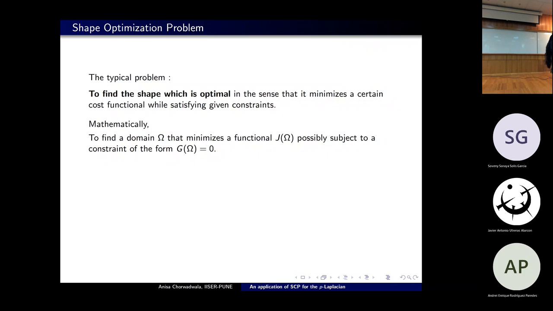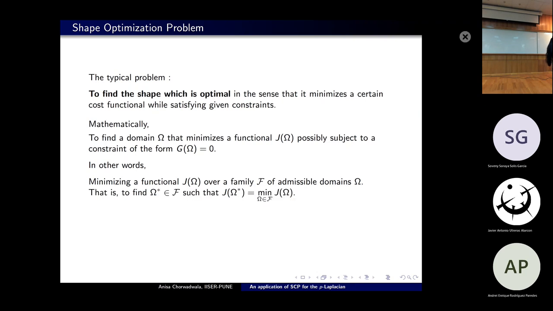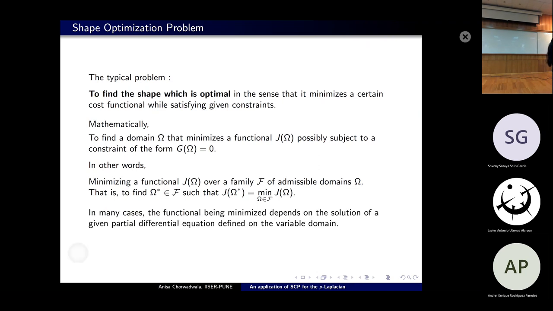And I can formulate the constraint that I have on this Ω mathematically in the form that G(Ω) is equal to zero. So in other words, it's just to minimize the functional J(Ω) over the collection of all the Ω for which G(Ω) is zero. I will just call them all the admissible domains and put them in a family called script F. And I will just minimize this J(Ω) over this admissible family of domains, which is essentially finding an Ω star in the same family for which the cost value is minimum.